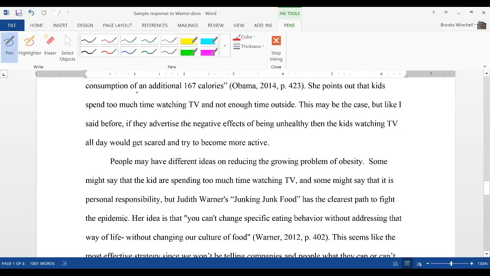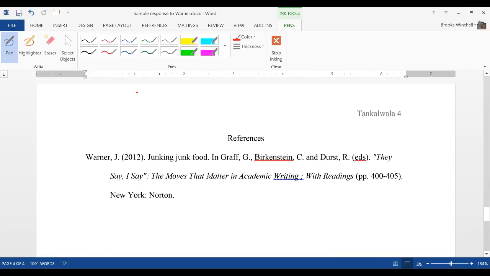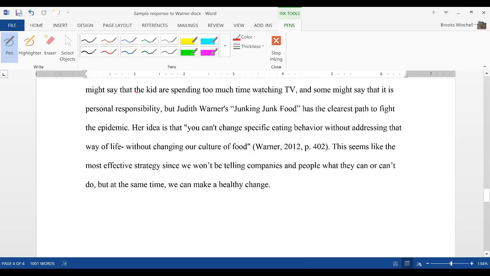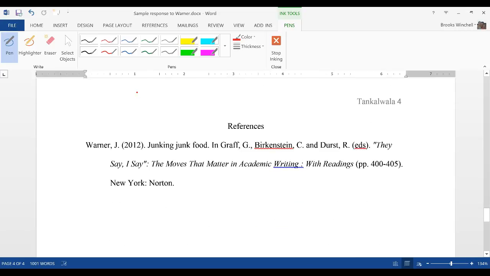So we've got pretty good. It's about 3 full pages, which is nice. That's about the length I'm looking for. Plus it has a reference page at the end. So notice how he put his reference on a separate page. He called it reference. He put in the reference for Warner.